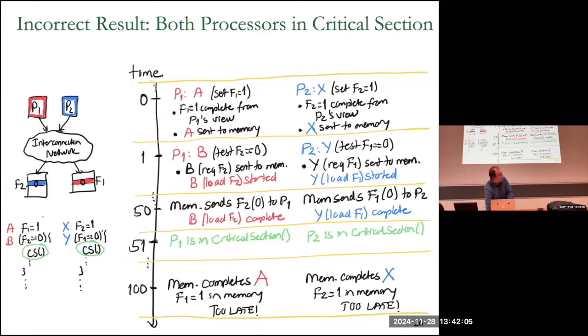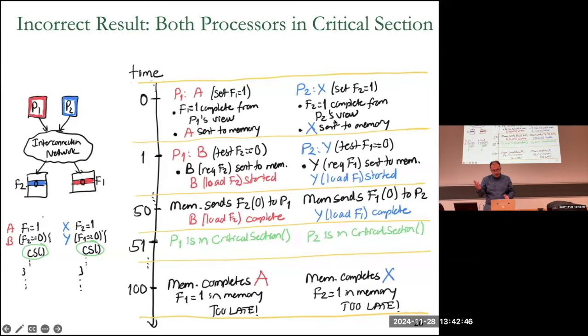Okay, let's walk through this example together. This is the y-axis for the time, and then we can check this scenario. So P1, first, needs to set F1 to 1, right? F1 set to 1 and complete from P1's view. So P1 sets that 1 and then retires the execution, and A is sent to the memory. So this A, set F1 to 1, is already sent to the memory, and from processor 1's perspective, this is done.